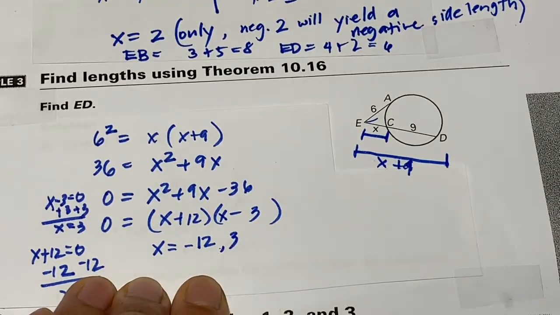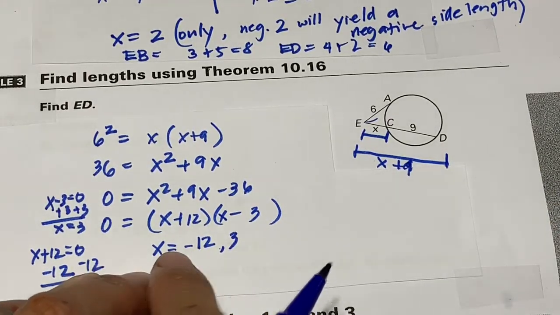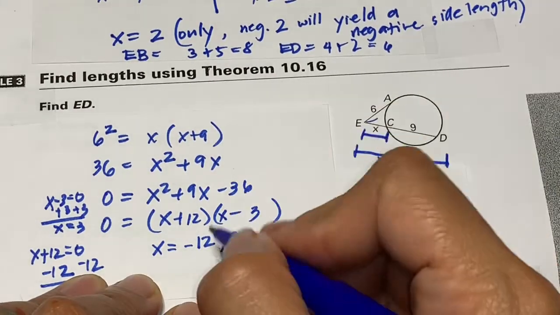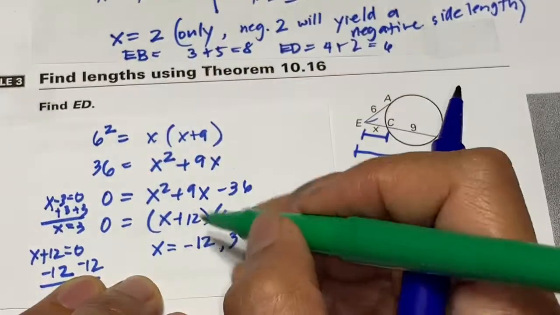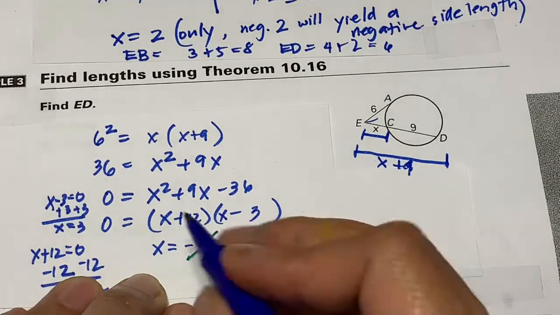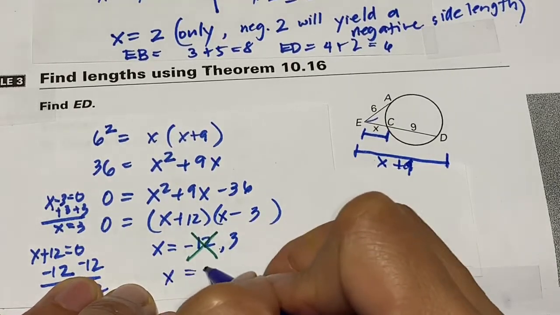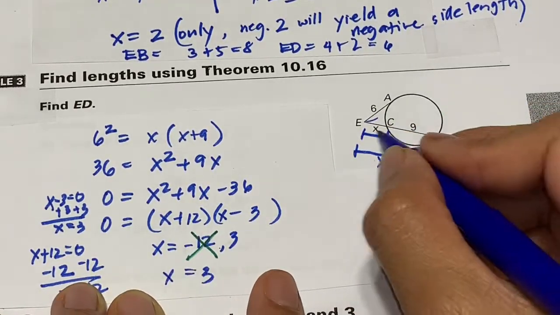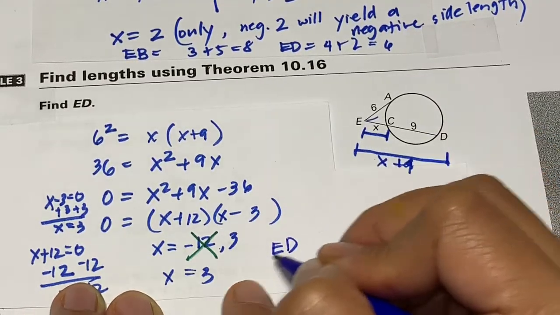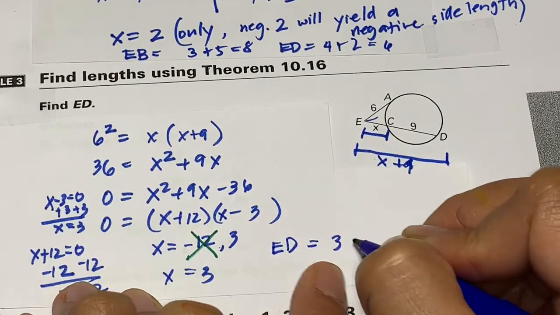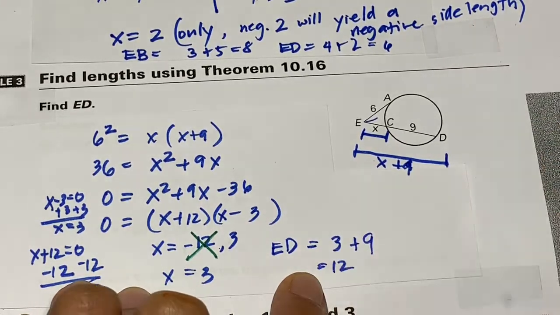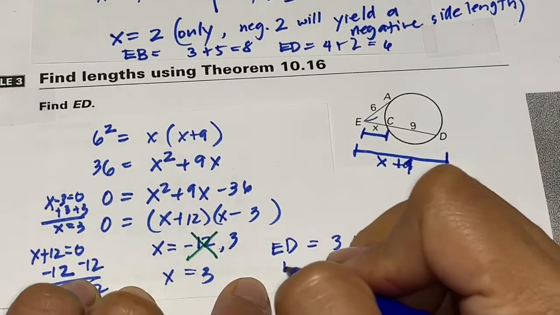Okay. So again, here, I cannot put a negative side length. So that's why negative 12 is an extraneous root, an answer that you get, but it doesn't make sense. So the answer is only 3. So if x is 3, find ED. ED is 3 plus 9, which is equivalent to 12.